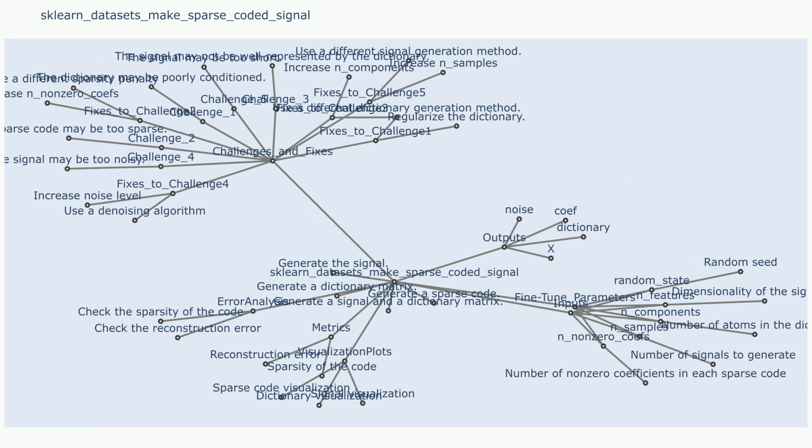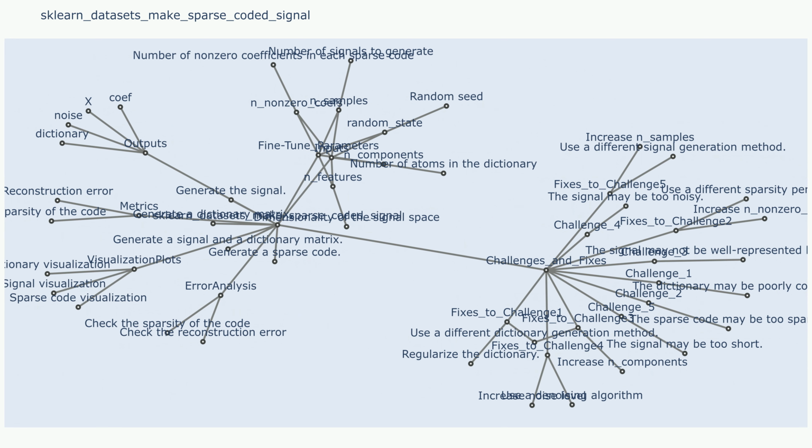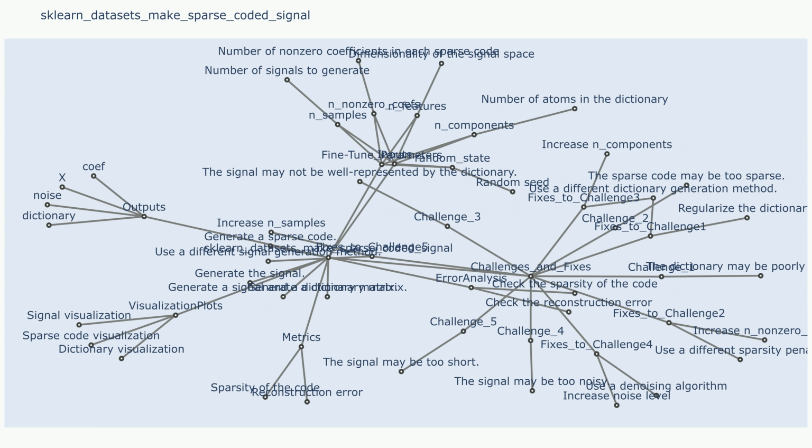Steps: generate a random dictionary matrix with n_features rows and n_components columns. Generate random sparse codes with n_samples rows and n_components columns, where each row has n_nonzero_coefs non-zero elements. Multiply the dictionary matrix by the sparse codes to obtain the signals.